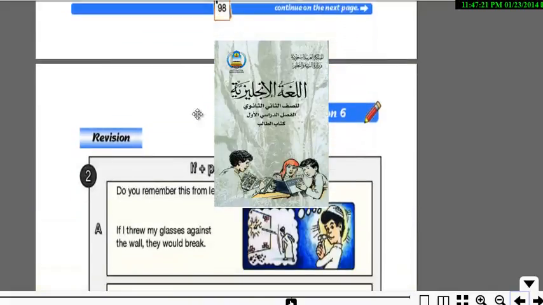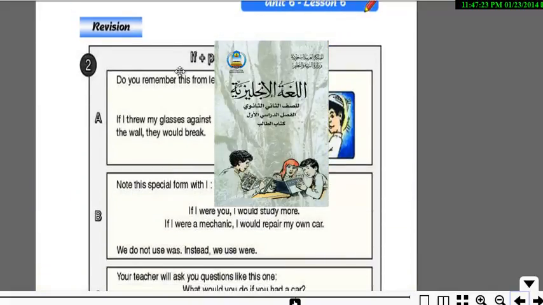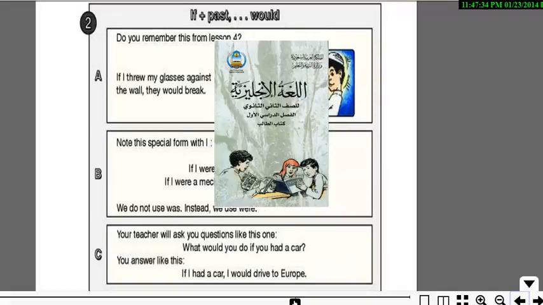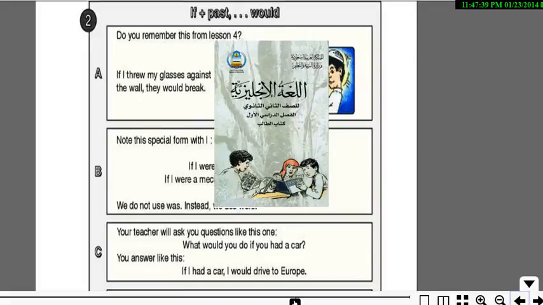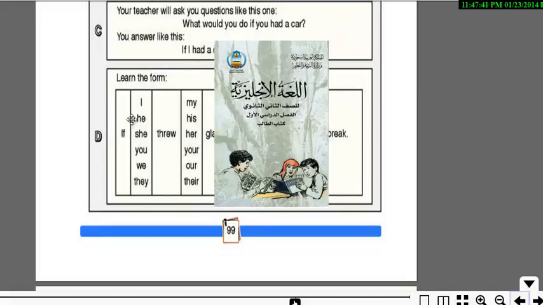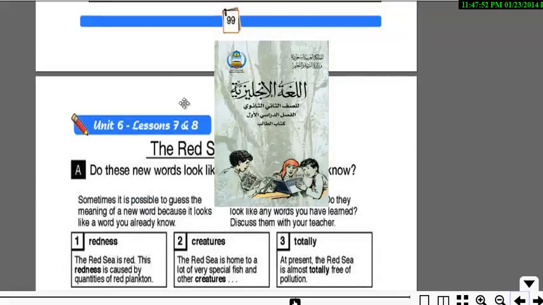What's actually happening here on the second page is a kind of reminder of using "if" plus past, and "would", which I explained thoroughly in the grammar lesson. You can check the other video. It's about using the conditional form for an imaginary, impossible situation. So, like, "If she threw", this is a past form, "my glasses against the wall, they would break." This is a certain conditional form that is talking about something impossible.